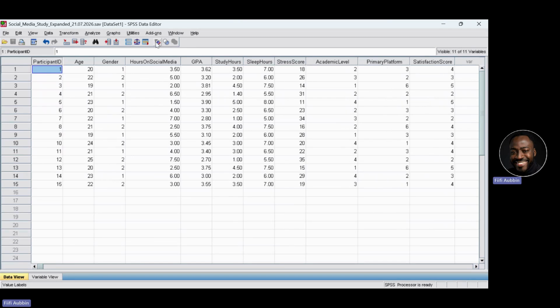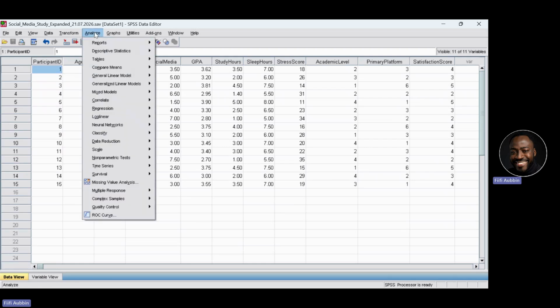Now we will perform the Pearson's correlation in SPSS. We're going to select Analyze. Since we are dealing with correlation, you go through the list, you see Correlate, then we have what?